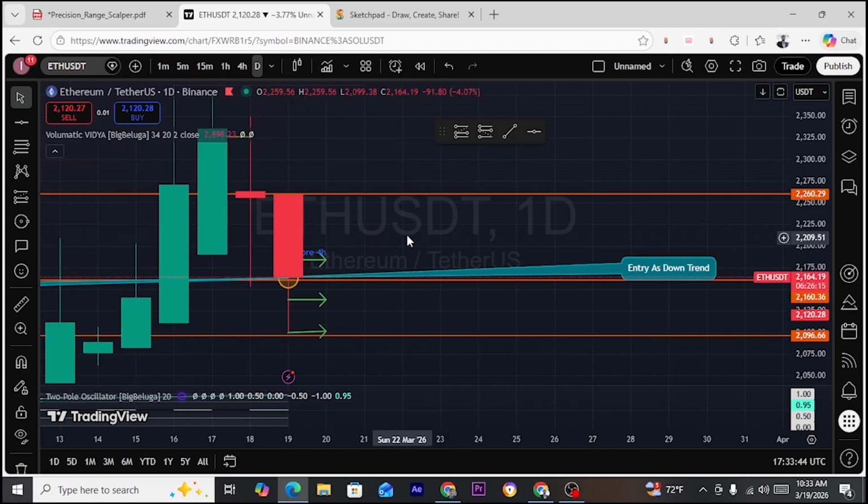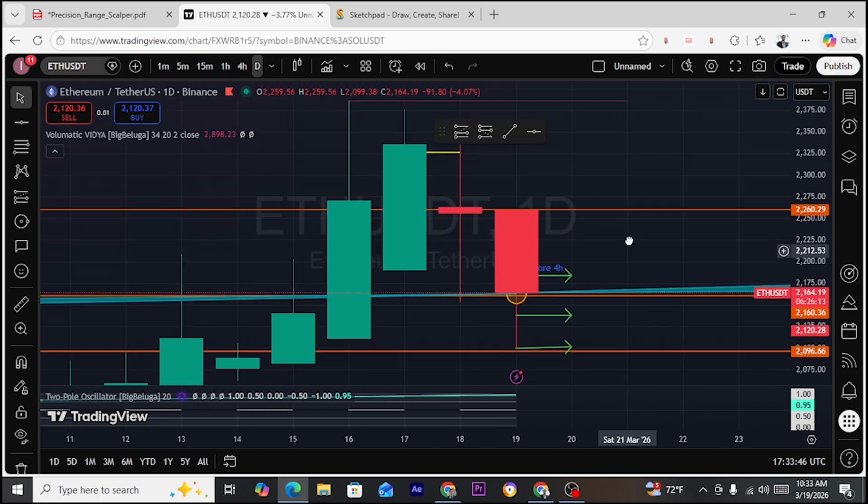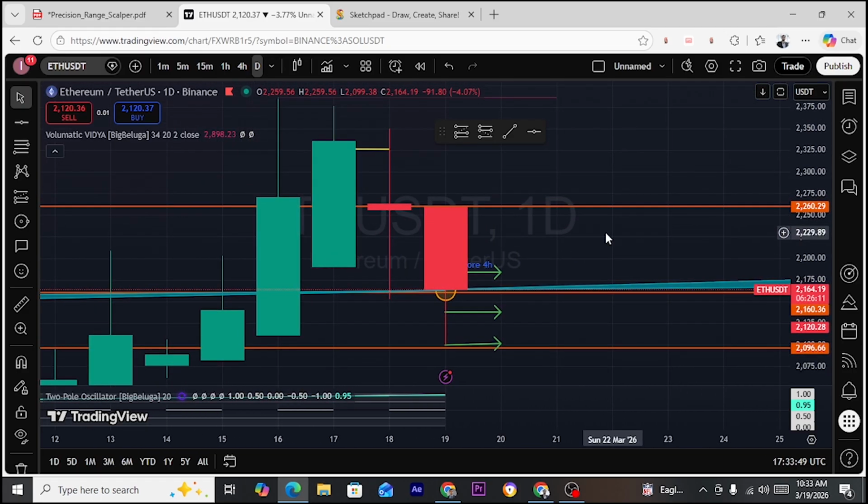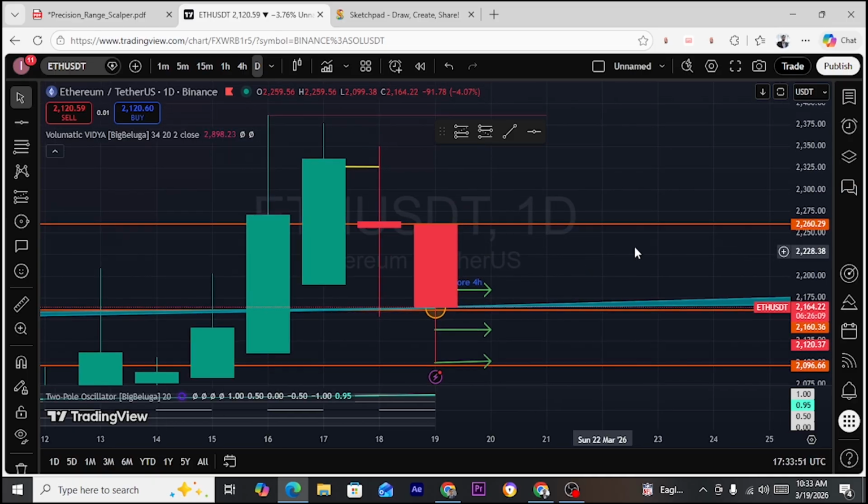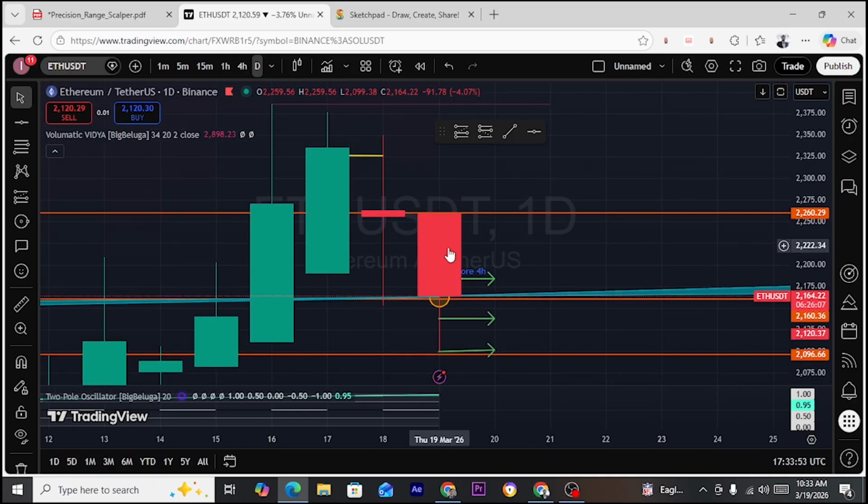So if I open the trading view, first of all we have to identify the 1-day candle. If I click on that trade, you can see here that Thursday 19 March 2026. The previous one is 18th March 2026. So today is Thursday 19 March 2026. So as you can see, I marked already.